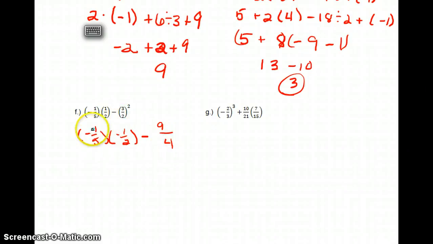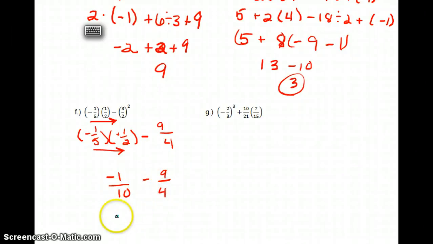Now I'm going to take care of my multiplication. So we can straight multiply these fractions, and this is a positive. I'm sorry, I don't know why I wrote a negative there. So we're going to straight multiply these numerators. Negative 1 times 1 is negative 1. 5 times 2 is 10, minus 9/4.